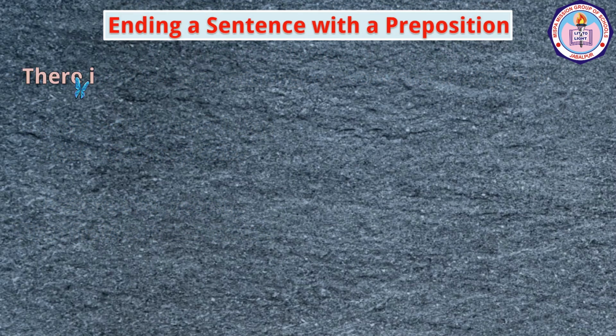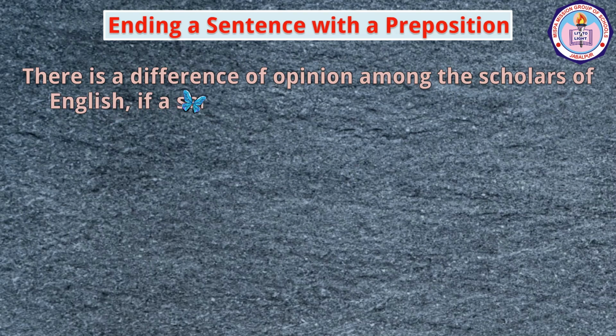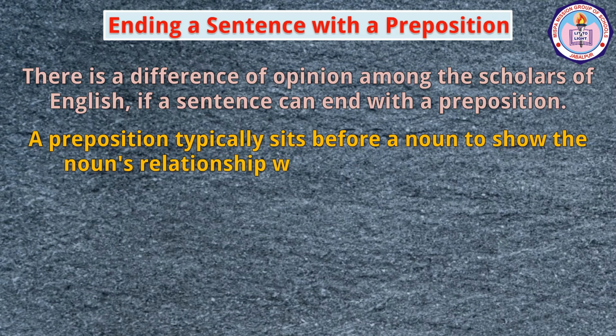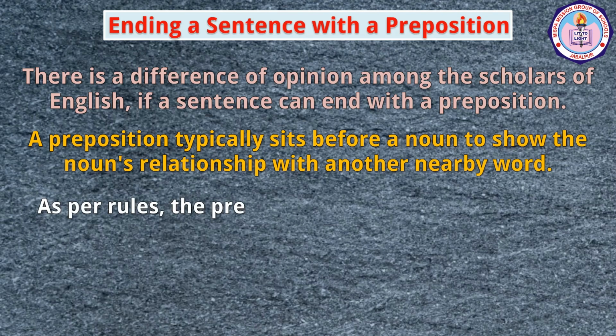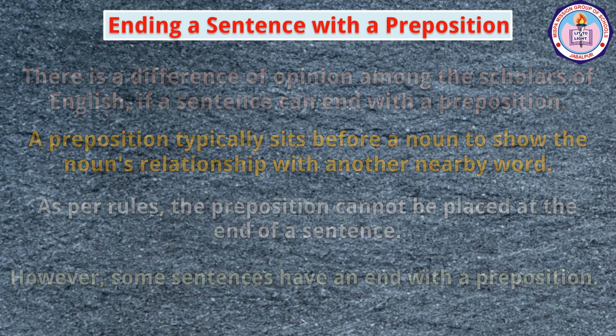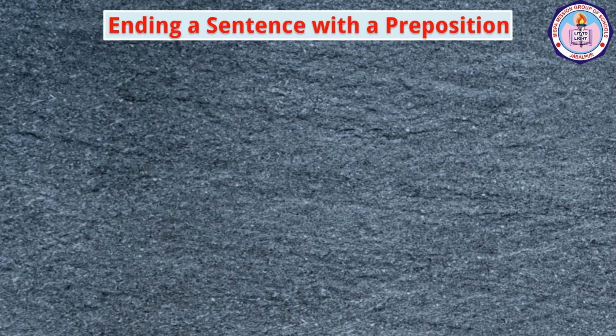Ending a sentence with a preposition. There is a difference of opinion among the scholars of English if a sentence can end with a preposition. A preposition typically sits before a noun to show the noun's relationship with another nearby word. As per rules, the preposition cannot be placed at the end of a sentence. However, some sentences end with a preposition. Let us observe the following sentences.